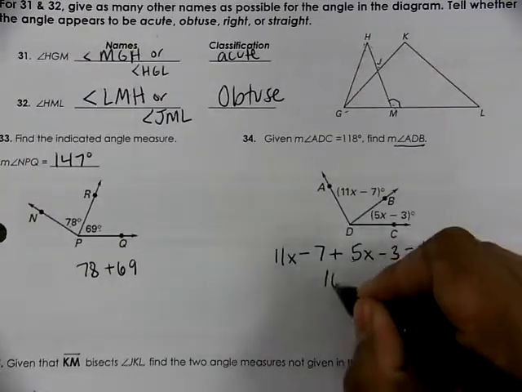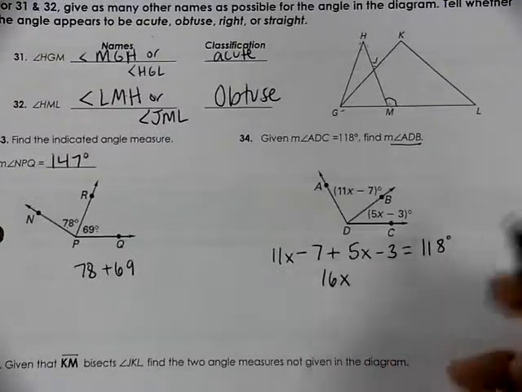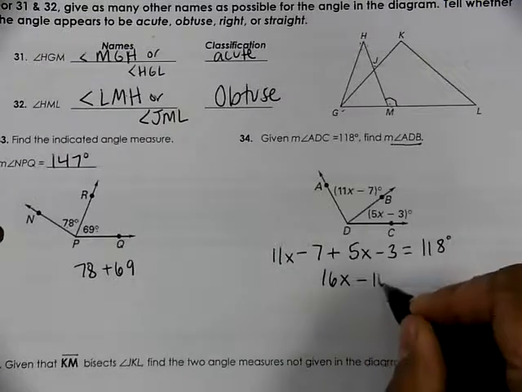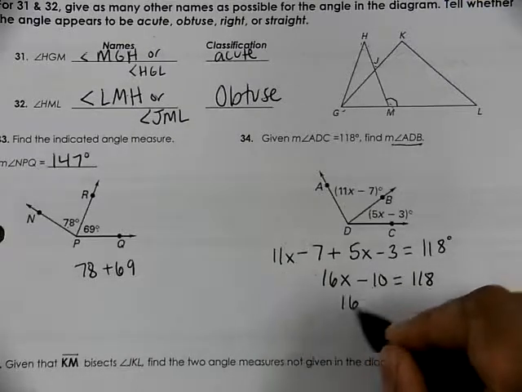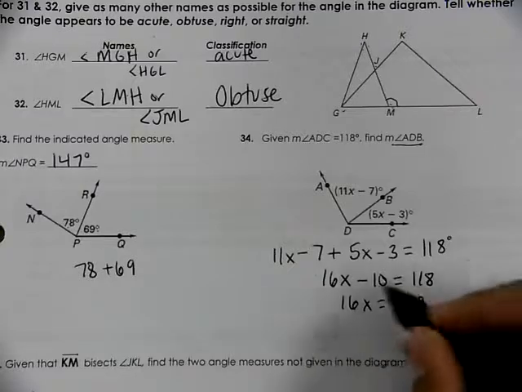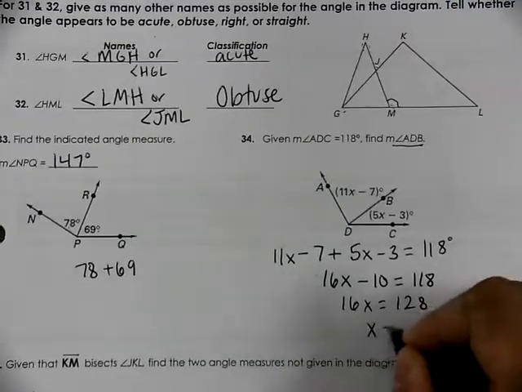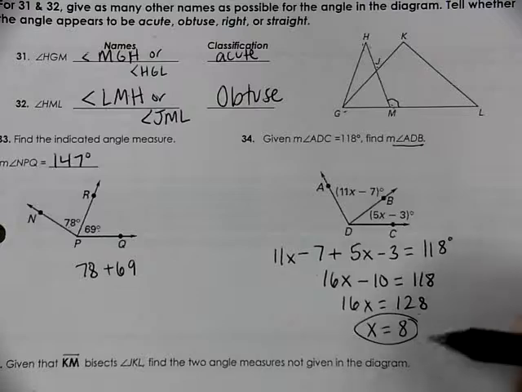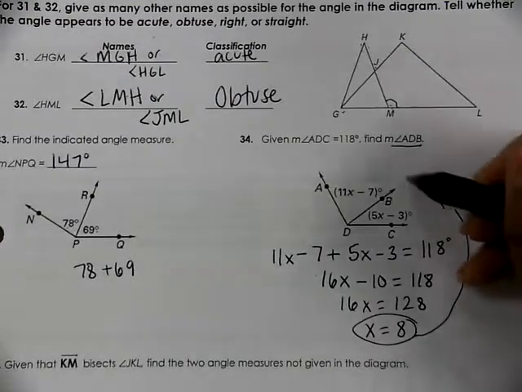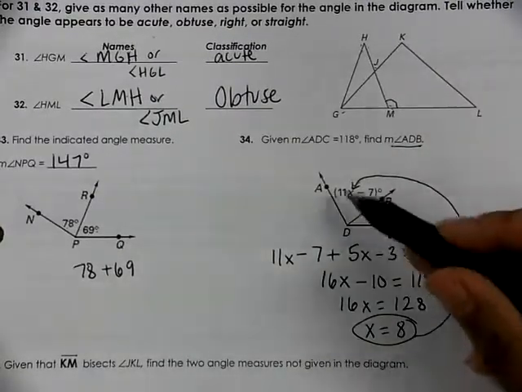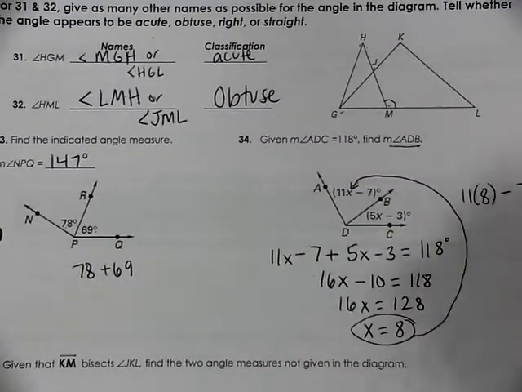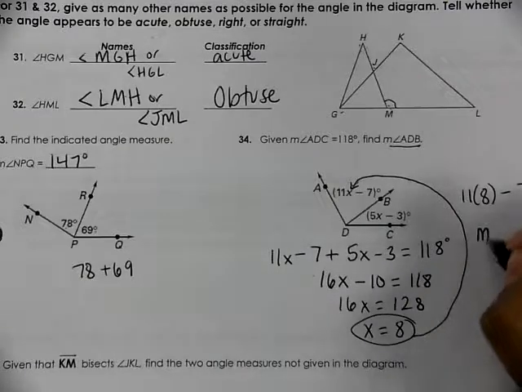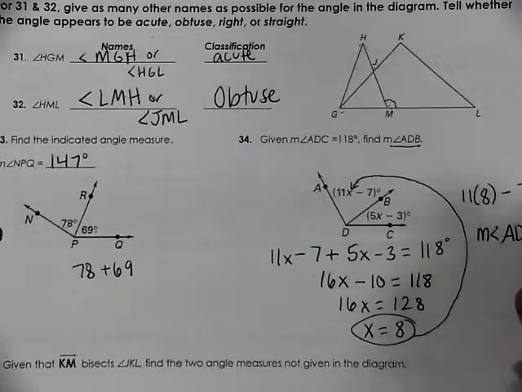So let's find x by first combining like terms. 11x and 5x is 16x, and then we'd have negative 10 equals 118, for that negative 3 and negative 7. So 16x would equal 128 when you add that 10. Divide by 16 and you should get 8. But again, don't stop there. You have to substitute back in for that x because it's angle ADB that we're looking for. So 11 times 8 minus 7 comes out to 81. So our final answer should be written: measure of angle ADB equals 81 degrees.